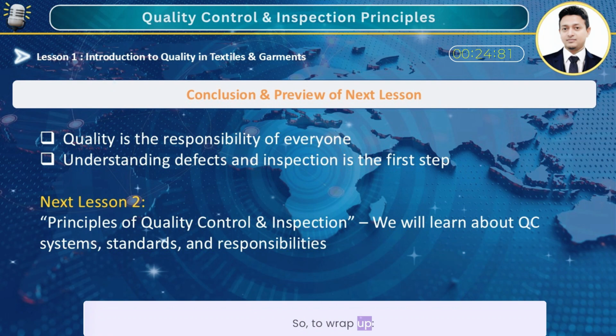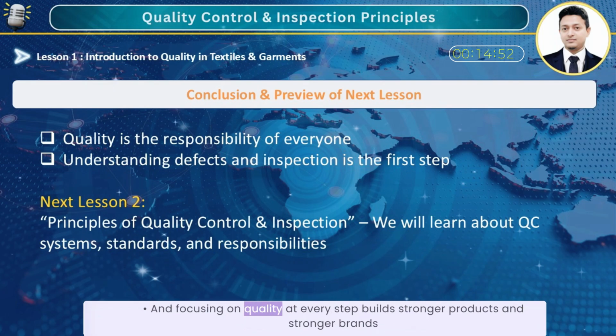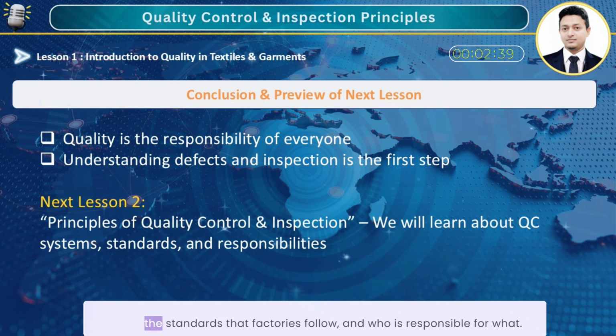So, to wrap up, quality is everyone's responsibility. Understanding defects and inspections is the foundation of good QA. And focusing on quality at every step builds stronger products and stronger brands. In the next module, Principles of Quality Control and Inspection, we'll explore how QA systems are designed, the standards that factories follow, and who is responsible for what.